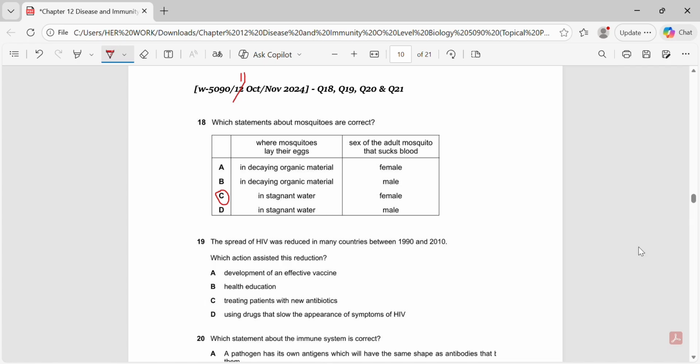Next, the question asks, the spread of HIV was reduced in many countries between 1990 and 2010. Which action assisted this reduction? The answer is B, health education. Health education campaigns promoted safer sexual practices and raised awareness about HIV transmission. This was the main factor in reducing the spread of HIV during that period. An effective vaccine was not available, antibiotics do not work against viruses, and while drugs were developed to slow disease progression, education was the primary prevention tool.